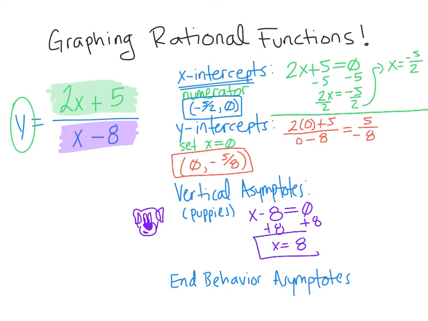So that, my friends, is a vertical asymptote. And you can leave it just like that because that's not an intercept, that's a line that I'm going to draw on the graph. Okie doke. Okay, now let's talk about end behavior asymptotes. And I'm actually going to go ahead and move to another slide.